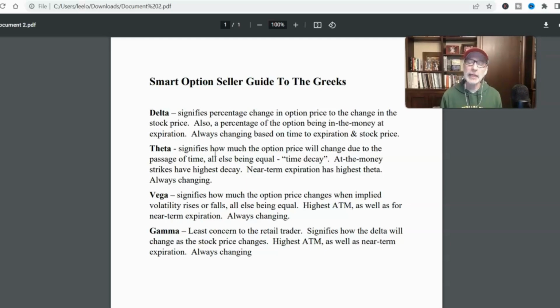So a lot of people think they know where a stock's going to go in a very short period of time. And a lot of times they're wrong. The stock doesn't move in the right direction. So not only is the stock not moving in the right direction, but they're also losing to time decay. I'm talking about option buyers.